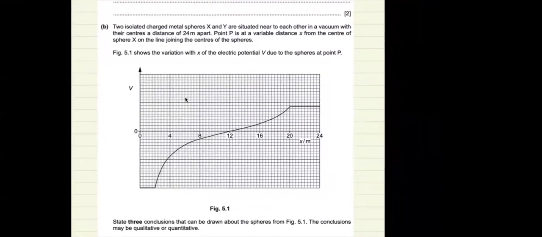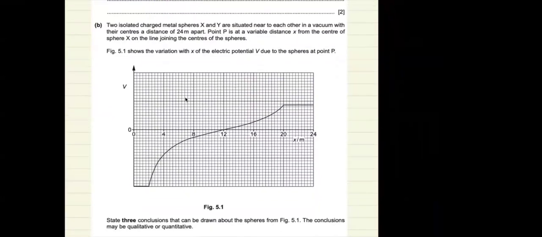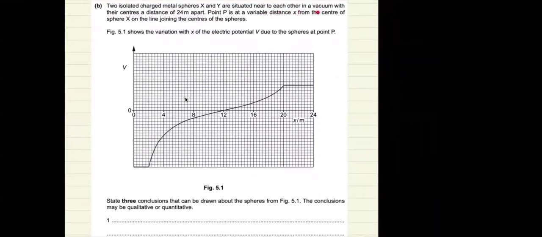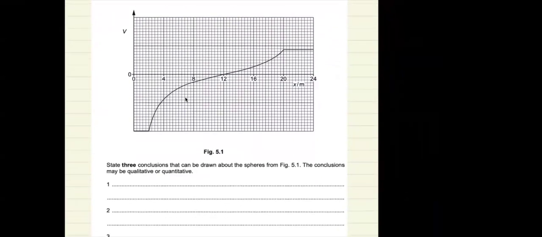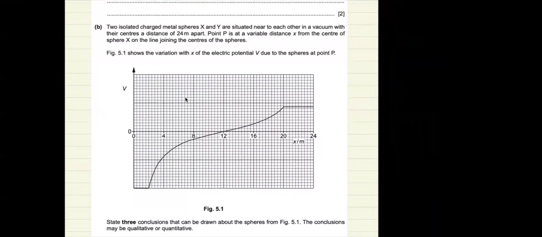Part B is what I want to talk about. Two isolated charged metal spheres are situated near to each other in a vacuum with their centers a distance of 24 meters apart. P is a variable distance x from the center of sphere X on the line joining the centers of the two spheres. Figure 5.1 shows the variation with x of the electric potential V due to the spheres at point P. Here a diagram is not given, but I will still make a small one just to show you some important ideas. This is my sphere X, this is my sphere Y.